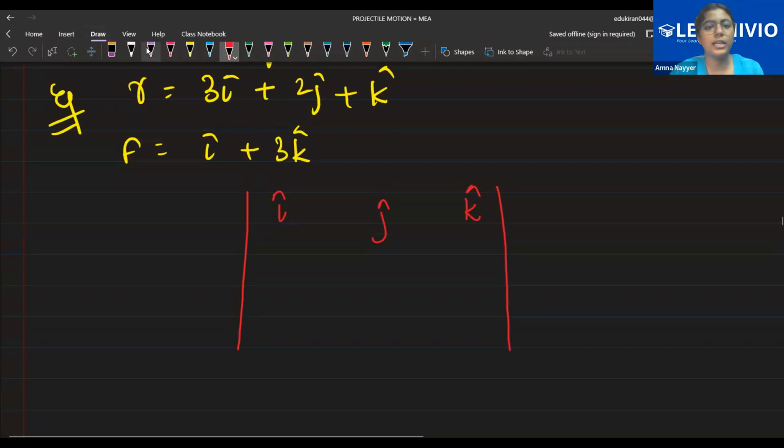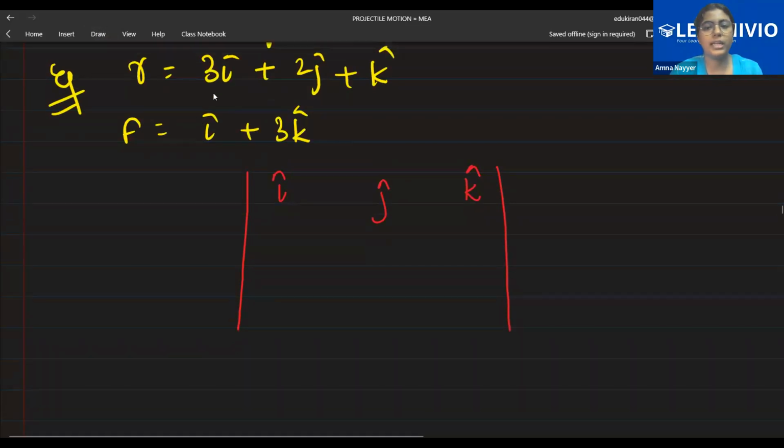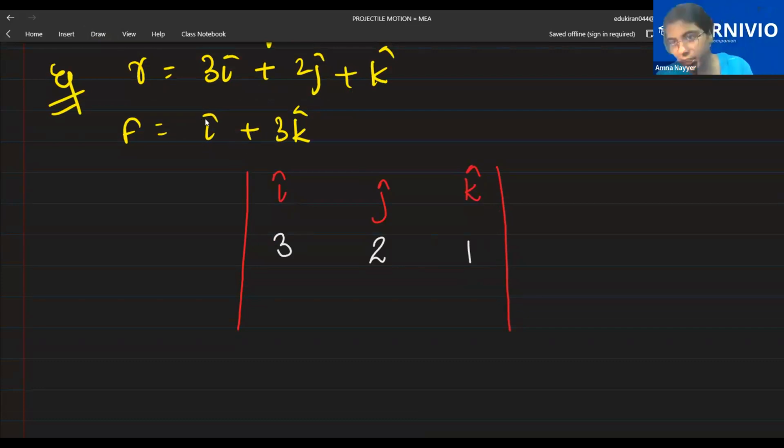So we'll write 3, here we'll write 2, and here we'll write 1. Now, see, then we have the force present. This is I cap plus 3J cap. Now look, if we have I cap, the coefficient is 1, and for K cap the coefficient as well. Now how will we solve?